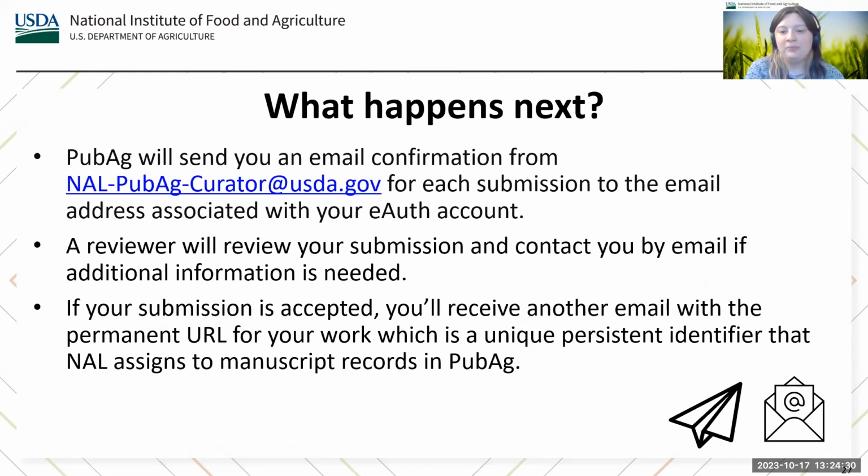After your submission has been successfully received, you'll receive an email from NAL PubAg Curator for every submission, which will be sent to the email address associated with your eAuth account. In the event any additional information is needed, you'll receive an email from a reviewer asking you to send the needed information. If your submission is accepted, you'll receive another email with the permanent URL for your work, which is a unique persistent identifier that NAL assigns to manuscript records within PubAg.